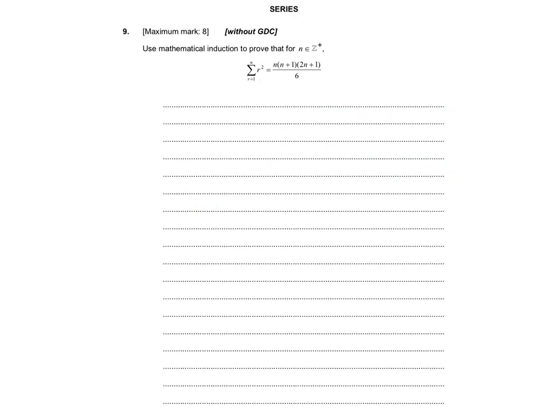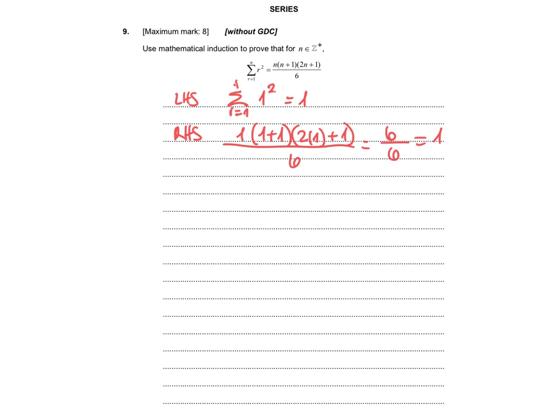Okay, so this one. We need to show it's true for 1. So for this one, we're just doing the sum of r from 1 to 1, and we just substitute in 1, and that's 1. So for the right-hand side, we actually did this one in class, didn't we? So we have 1 times 1 plus 1 times 2 times 1 plus 1 over 6, which is 1 times 2 times 3, which is 6 over 6, which is 1. So true for n equals 1.